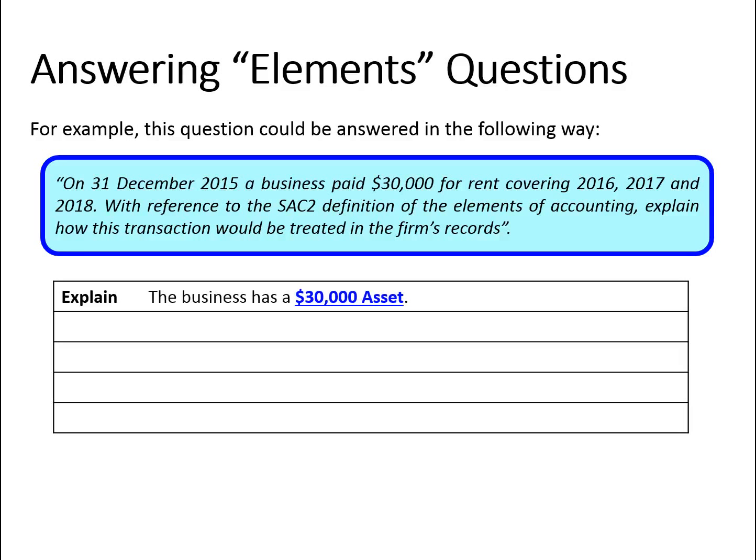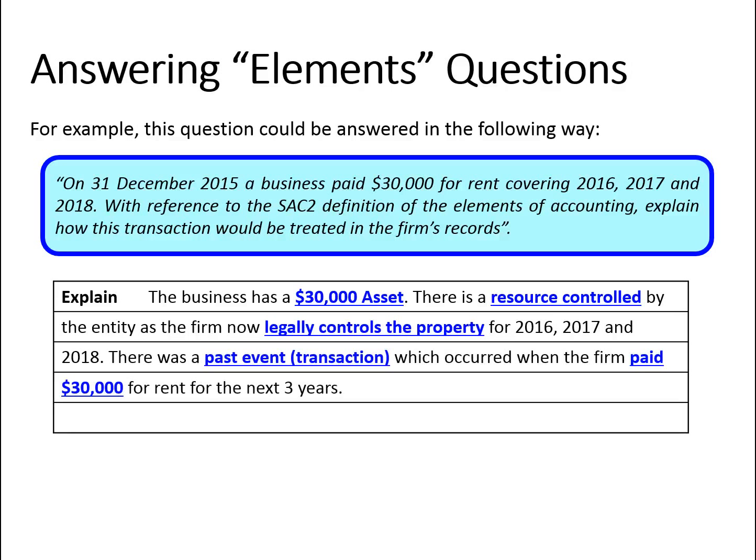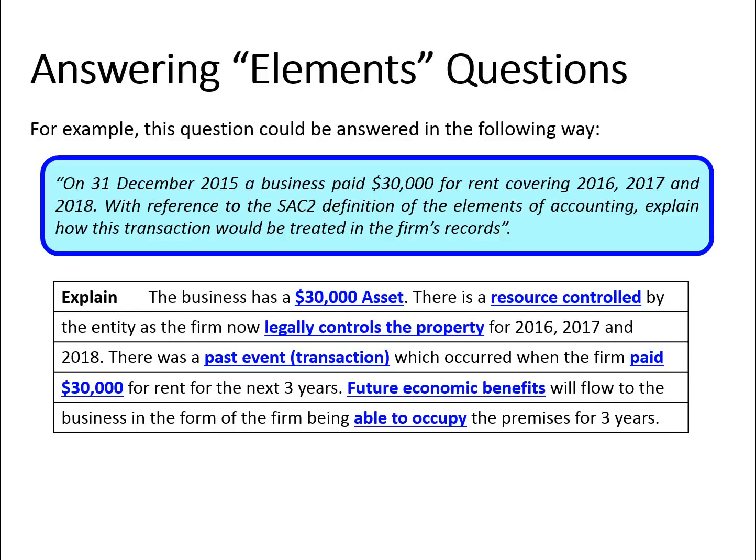So there is my identify, the business has an asset. Here is my define, there is a resource controlled, and then I've related it to this question. There's my past event, which I've related, and my future economic benefits, which I've also related. So just answer it in a coherent sentence or series of sentences which will fill out the space provided.